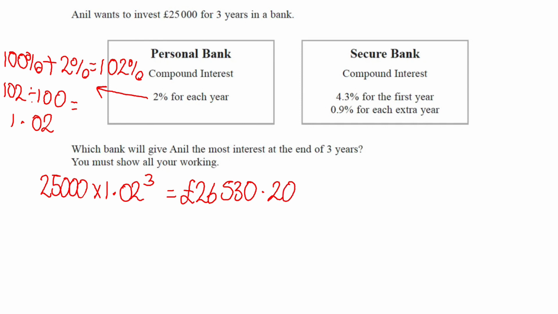Because we're dealing with money, make sure we put on those 2 decimal places. And for this one, it's 20p. So after 3 years, that's how much money will be in the account, if nothing else is done to the account, no extra money is added apart from that original amount at the start.